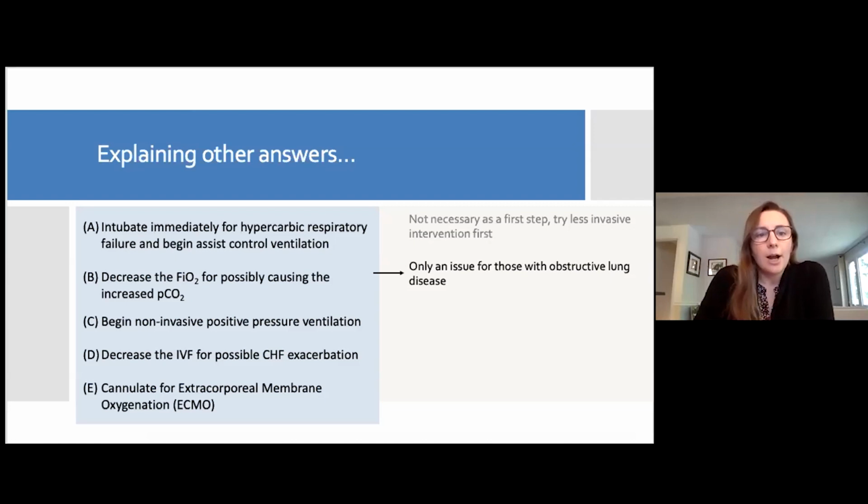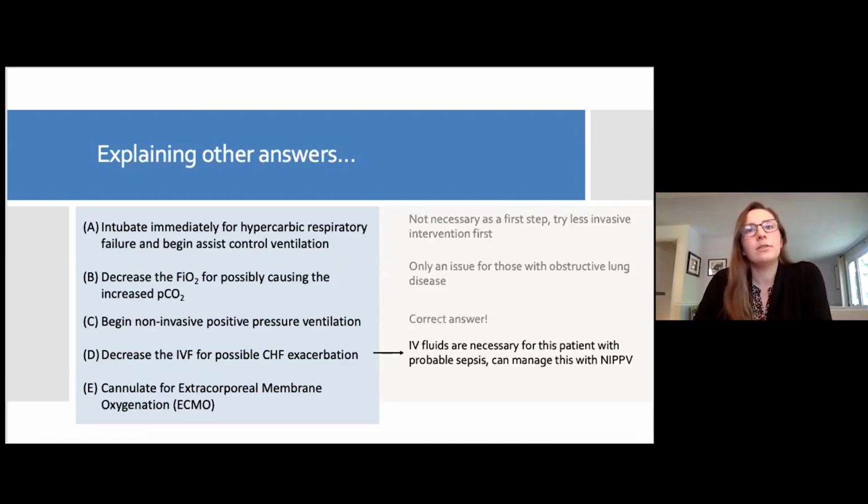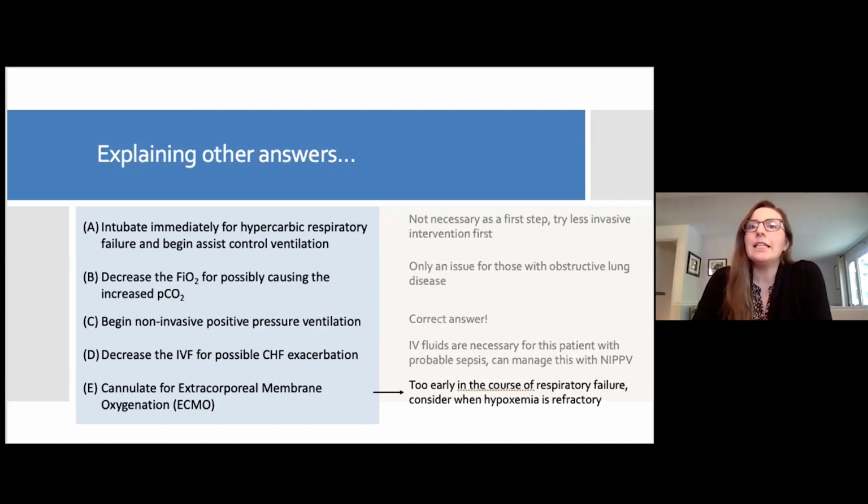Additionally, the interaction between oxygen supplementation and hypercarbia is only an issue for those with obstructive lung disease. C is the correct answer. D is incorrect because IV fluids are necessary for this patient who probably has sepsis, and you can manage IV fluids with non-invasive positive pressure ventilation. The two are not incompatible. And finally, E, this is too early in the course of this patient's respiratory failure to use ECMO.